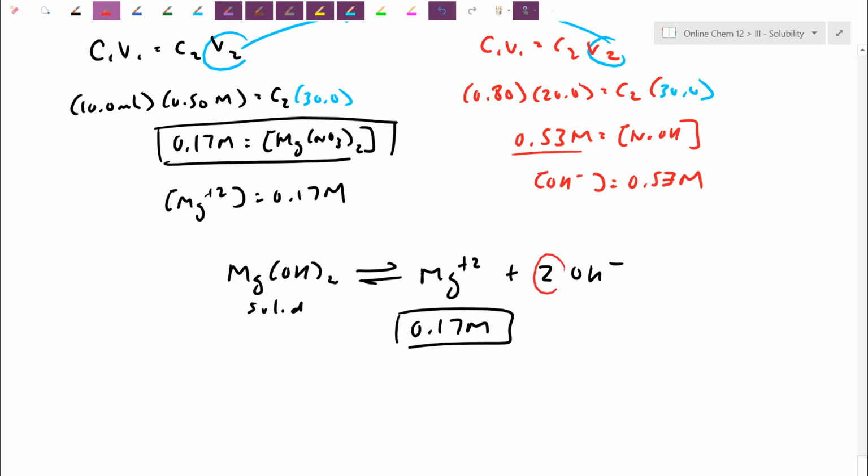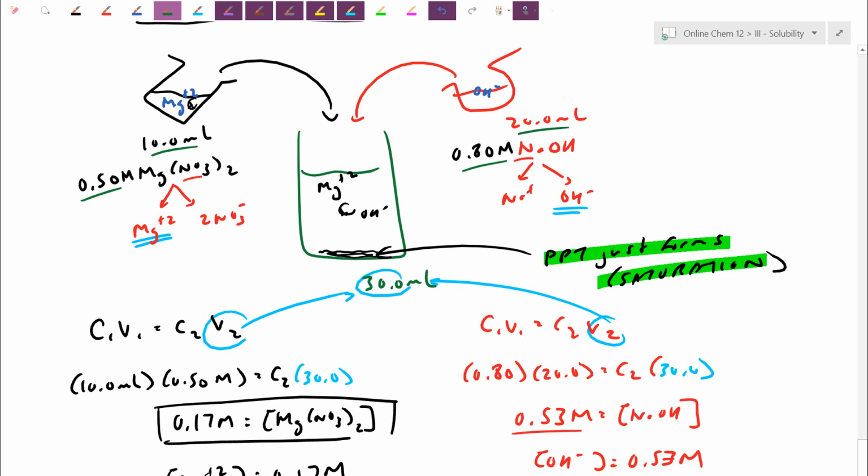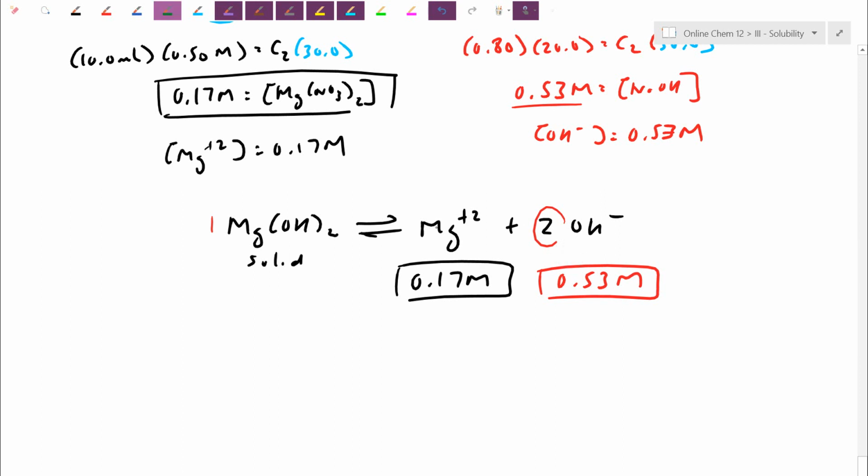Don't worry about this too, because mole ratio would only matter if I had started off with the solid. I didn't start off with the solid powder. The magnesium came from one solution. The hydroxide is exactly 0.53. And now we have these two amounts. Hey, wait, these two actually don't follow the mole ratio. Well, they don't have to, because magnesium came from its own solution. It can have its own concentration. This one can have its own concentration. They're not actually stuck to this 1-to-2 ratio.